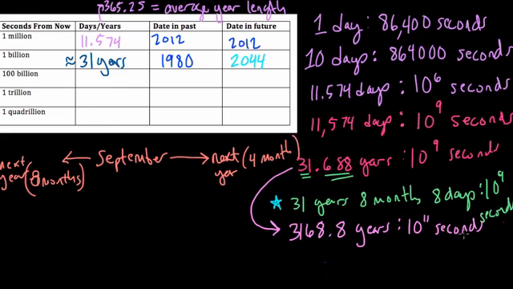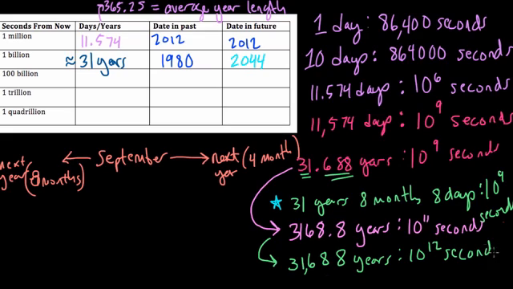A trillion is 10 times larger than that. Multiply that by 10, and our estimation is running out. We need more decimal digits to get a good representation of what's happening. So here we have 31,688 years. And that's just for 10 to the 12 seconds, or a trillion seconds. We're basically going back to the origins of mathematics. That's how far back we're going, or the origins of recorded mathematics.